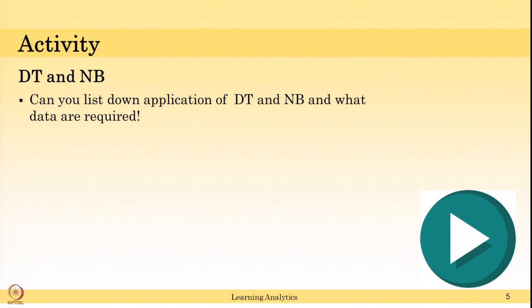So, can you list down applications of decision tree and naive Bayes, and also what data is required, what features are required, what the categories in the features are, like what the decision making values in the features are. List down, based on what you know now about the decision tree and naive Bayes, and the three applications in papers you have seen. Can you list down some applications of decision tree in learning analytics, or data from the learning environment?